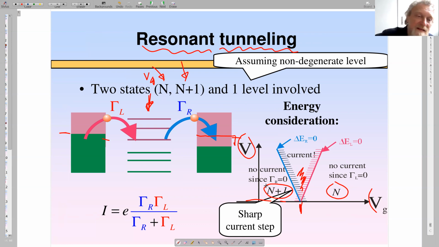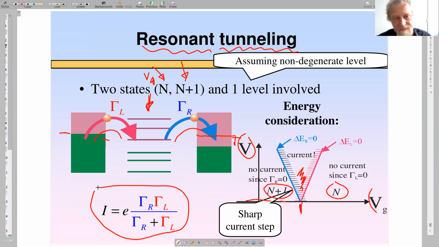To estimate the current, one just needs to know the rates of coming from the left and going to the right. Those rates hardly depend on energies, and the current, one can prove it from the master equation, for instance, is given by this expression. I did not talk about spin; let us say for simplicity that there is no spin degeneracy and only a single state comes into play. Fine. This is resonant tunneling.